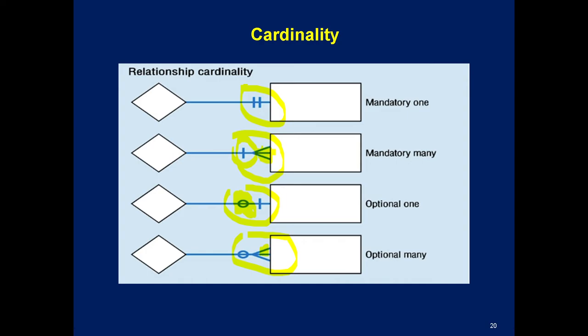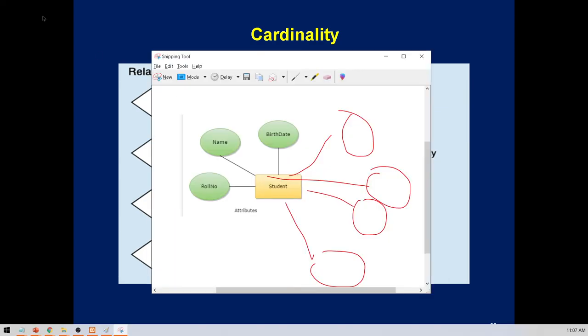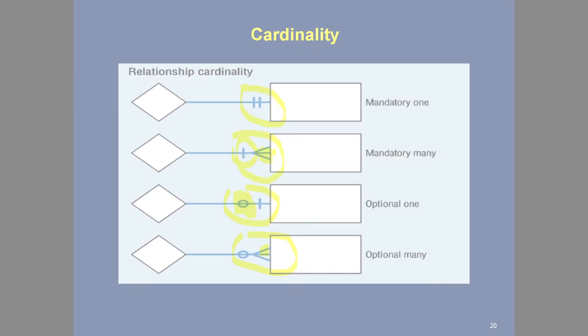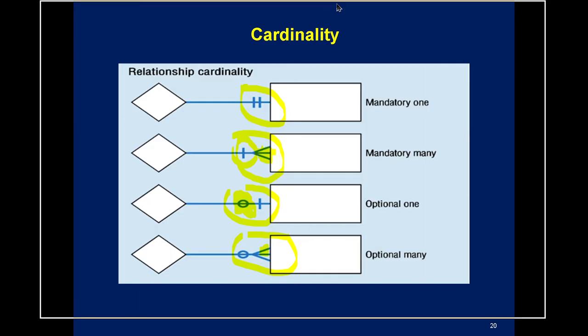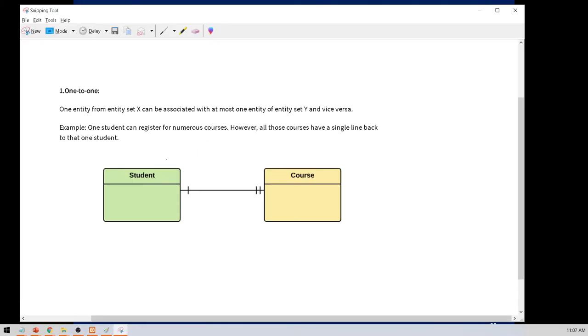So say for example, one to one: one entity from entity X can be associated. Let me cut this for you. This is the last slide of cardinality. So for one to one, one entity from entity set X can be associated with at most one entity of entity set Y, and vice versa.